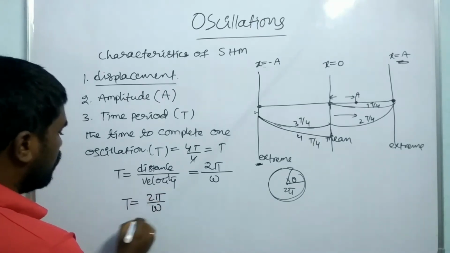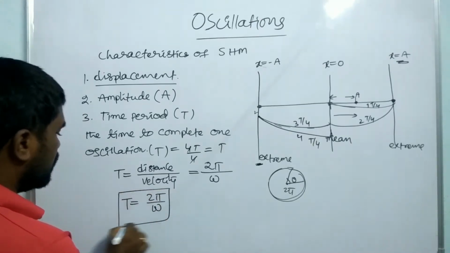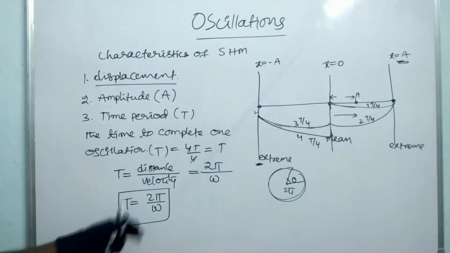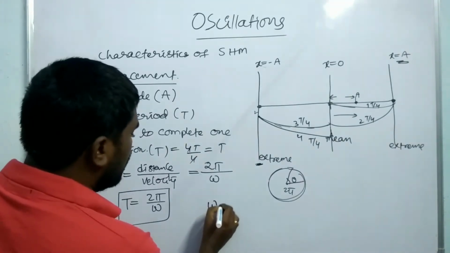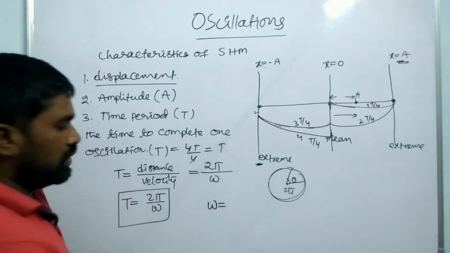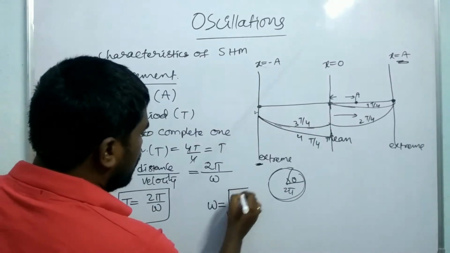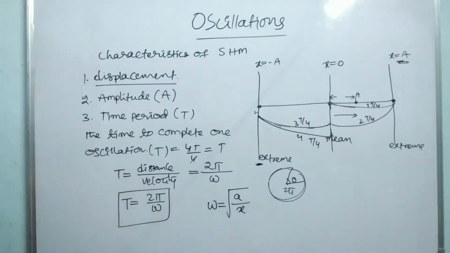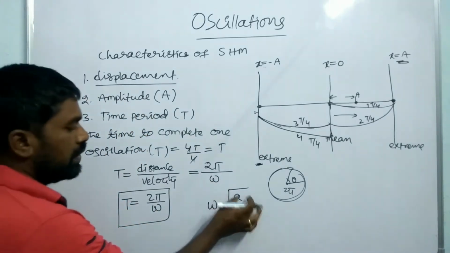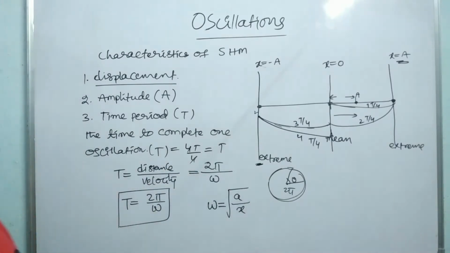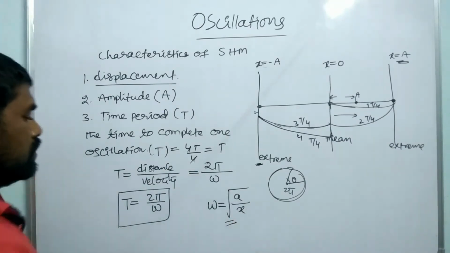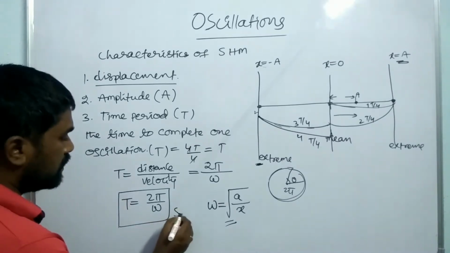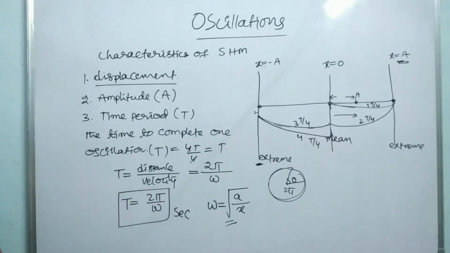T is equal to 2 pi by omega. So this is the time period of the SHM particle. Already you know that omega, the angular velocity, is nothing but the square root of acceleration by x, meaning acceleration by displacement of the particle. So this is the formula to find the time period. It is measured in seconds.